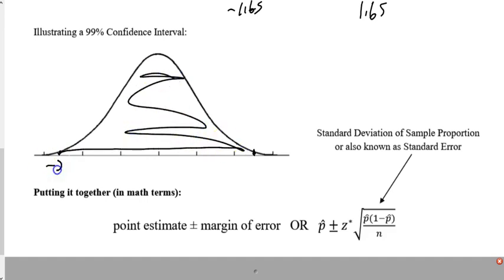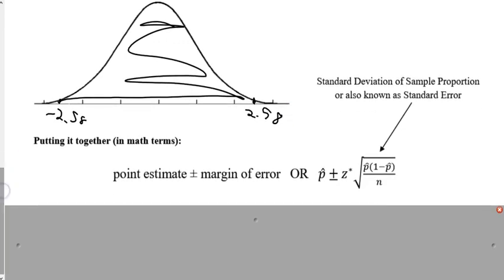So again, that's negative 2.58. We're just estimating about halfway, 2.58. And that's about what it would look like. Okay, not measuring. Now, what does that come down to for the end?